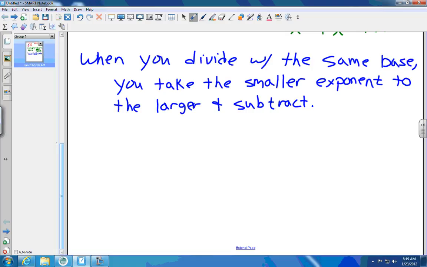So if you have x to the third over x squared, now you are dividing, and both of the bases are x. So it says take the smaller exponent to the larger and subtract. Where's your smaller exponent? The top or the bottom? In the bottom. So you're actually going to bring this x squared up. So you're going to have x to the 3 minus 2, which would leave you with x to the first, or just x on the top.